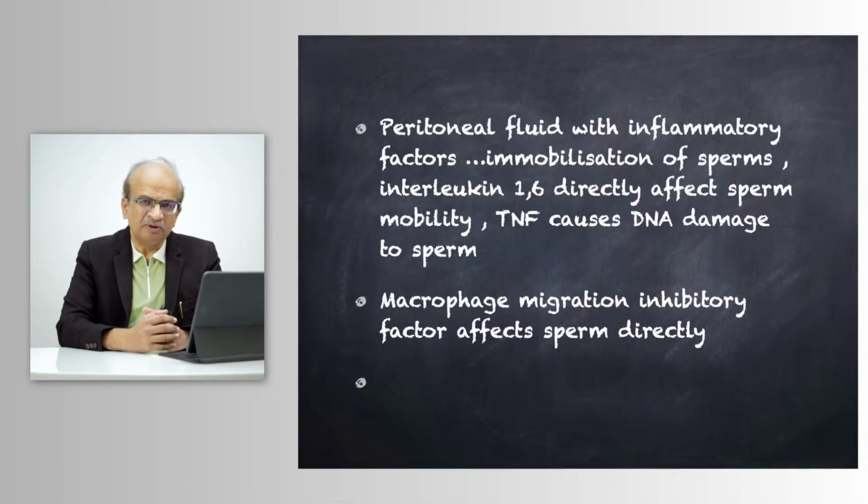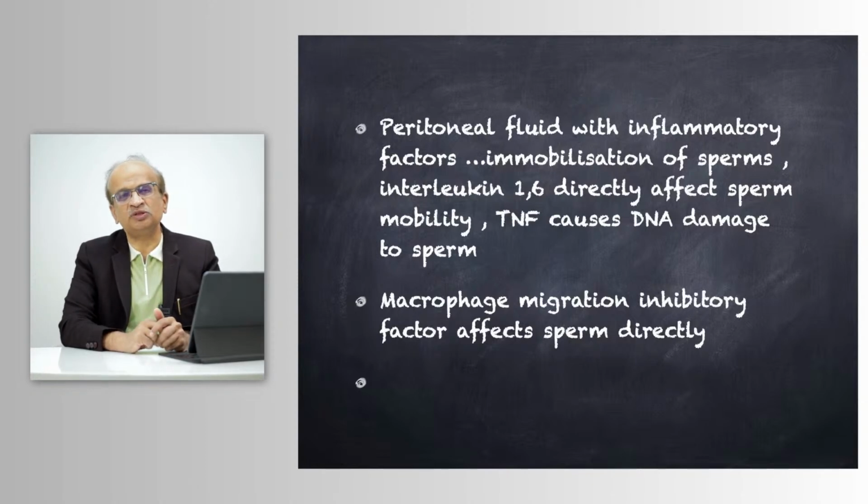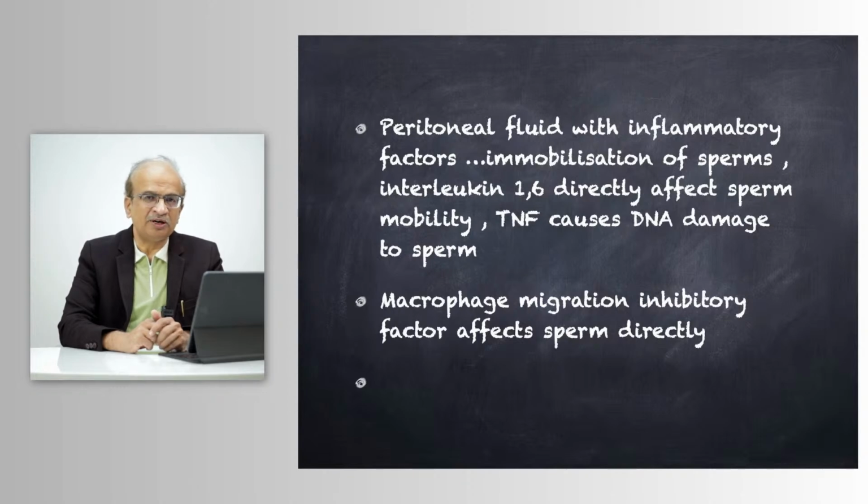And these inflammatory markers will also cause immobilization of the sperm. Interleukin 1 and 6, which are increased in patients of endometriosis, will directly make the sperm immobile. And also the tumor necrosis factor, which is also increased, causes direct sperm DNA damage. So gamete interaction and the gamete itself get affected in patients of endometriosis. Macrophage migration inhibitory factor is secreted, which again affects the sperm motility.